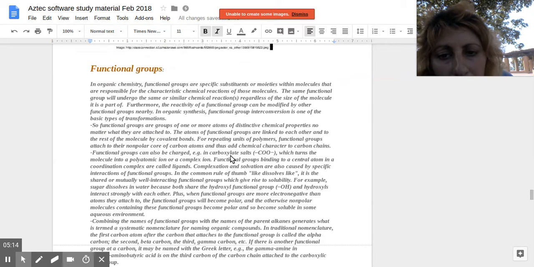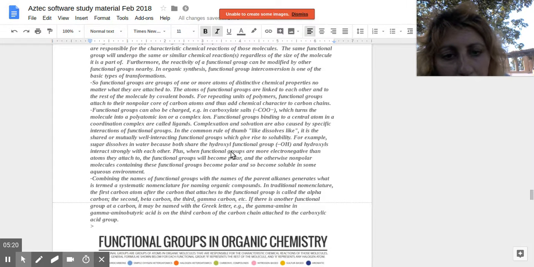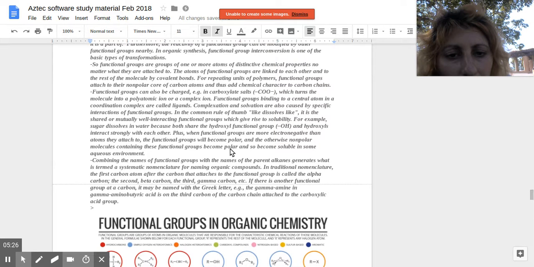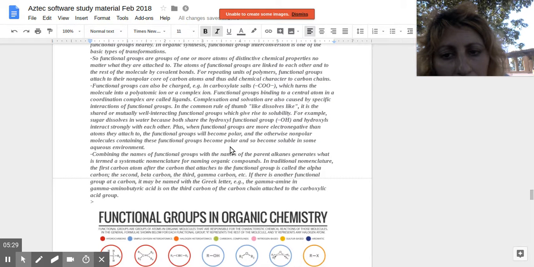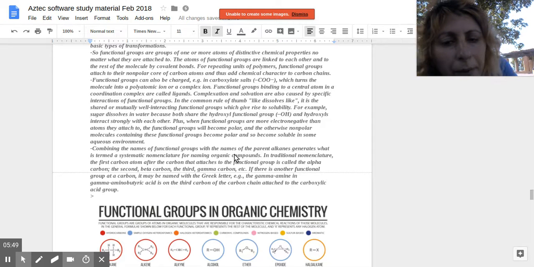Functional groups are groups of one or more atoms of distinctive chemical properties, no matter what they're attached to. The atoms of functional groups are linked to each other and to the rest of the molecule by covalent bonds. For repeating units of polymers, functional groups attach to their nonpolar core of carbon atoms and thus add chemical character to carbon chains, as I just mentioned. Functional groups can be charged. For example, in carboxylate salts, COO-, which are negatively charged due to the oxygen, turns the molecule into a polyatomic ion or complex ion.